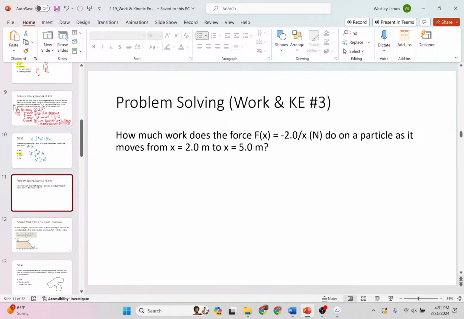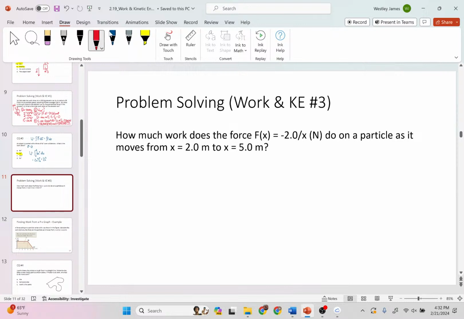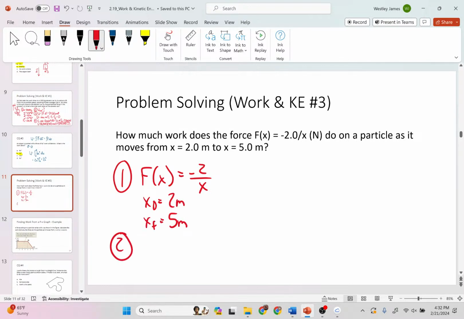So the question is, how much work does the force F of x equals -2 divided by x newtons do on a particle as it moves from x equals 2 meters to x equals 5 meters? So what's given here? We have some function for force, -2 over x. We know our x initial is 2 meters. We know our x final is 5 meters. What are we solving for? Work. Okay, so just basics, just writing down the information.